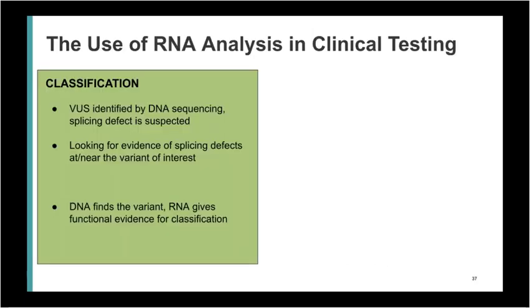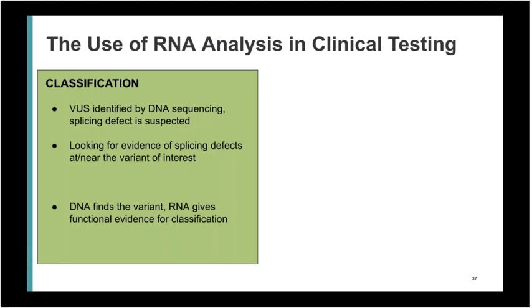So I've spent a long time now talking about the use of RNA analysis to aid in the classification of variants. And the use case here is really you have a VUS that you've identified by DNA sequencing, and you're looking for the RNA analysis to support or refute the hypothesis that the variant causes disease by changing splicing.